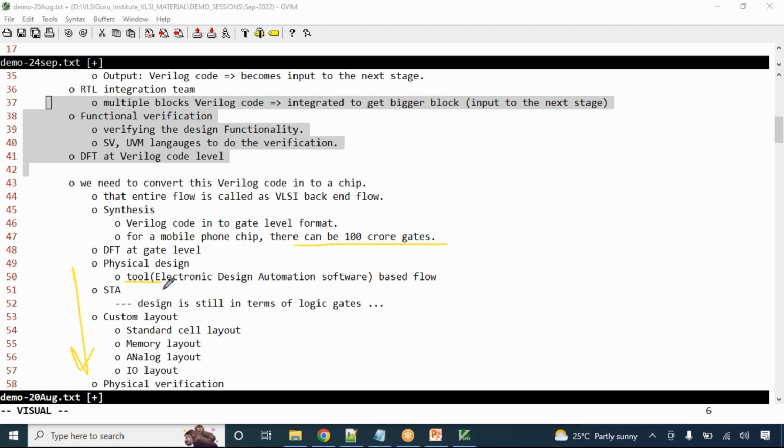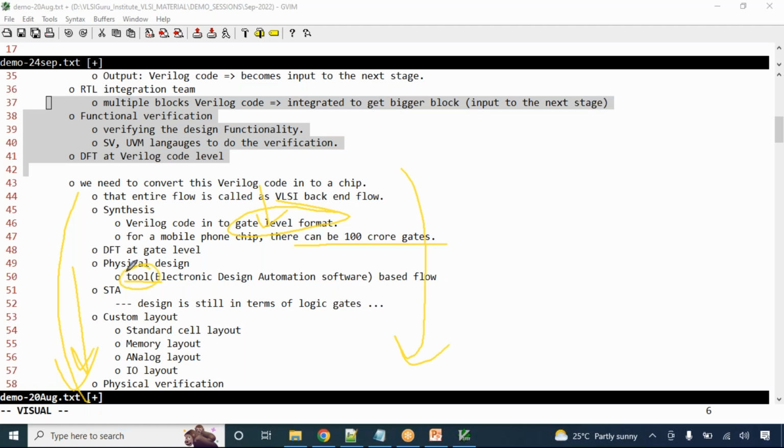So the backend job doesn't involve any programming. The backend domain job doesn't involve any programming, because by the time you go to the backend domain, Verilog code has already been converted into gate level format. That means you are not going to deal with Verilog code. You are going to deal with gate level representation. Because of that, the backend domain does not involve any programming, but it is more to do with what?